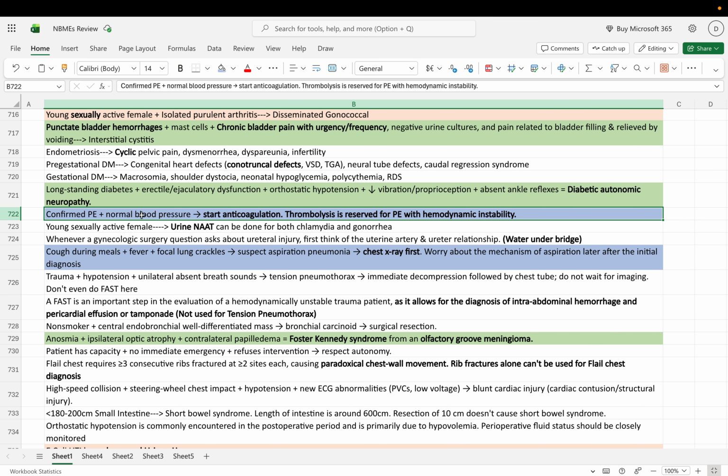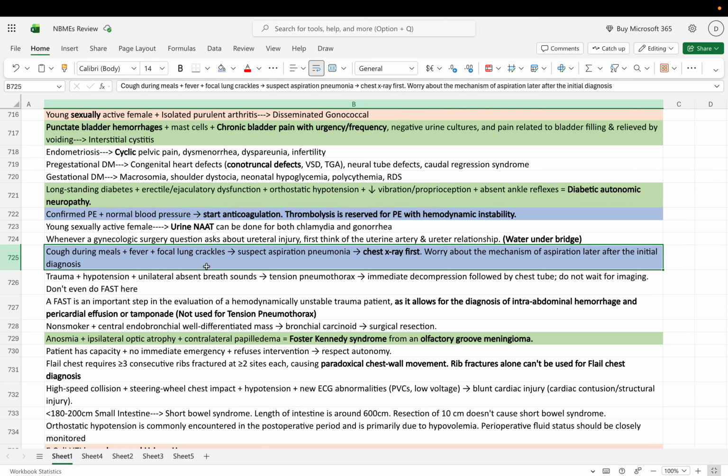Confirmed pulmonary embolism plus normal blood pressure: start with IV heparin. Thrombolysis is reserved for a massive pulmonary embolism with hemodynamic instability. Cough during meals plus fever and focal lung crackles: suspect aspiration pneumonia. Start with the chest X-ray workup. Worry about the mechanism of aspiration later by doing a barium swallow.